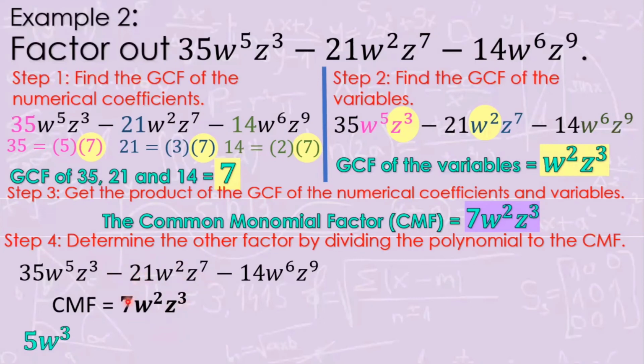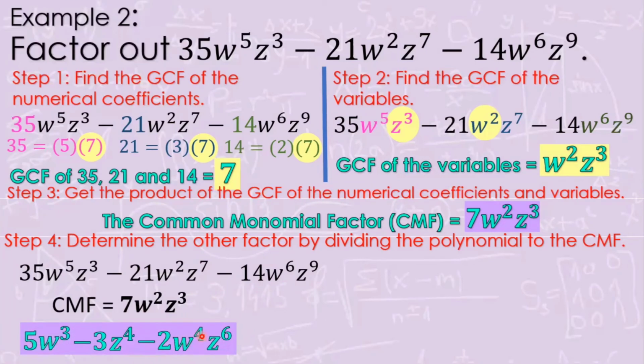So, negative 21 divided by 7 is negative 3. W squared divided by W squared, o parehas na naman sila. So, cancel po ulit kasi magiging equal yan sa 1. Z raised to 7th power divided by Z cubed. So, minus, that is Z to the 4th. And then on our last term, negative 14 divided by 7 is negative 2. W to the 6th power divided by W squared is W to the 4th. And Z raised to 9th power divided by Z cubed, that is Z to the 6th. Meaning, ito na yung other factor natin.